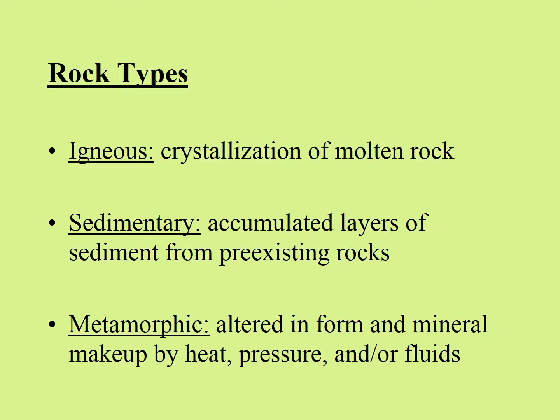Those three rock types are igneous, which is the crystallization of molten rock. If you gradually cool lava, you'll get igneous rock. If you quickly cool lava, you'll get a different type of igneous rock. Sedimentary rocks are an accumulation of layers of sediment from pre-existing rocks. We have a few different kinds of those, and we'll come back to each of these. And lastly, we have metamorphic rocks, which are altered in form and mineral makeup by a combination of heat, pressure, and/or fluids.